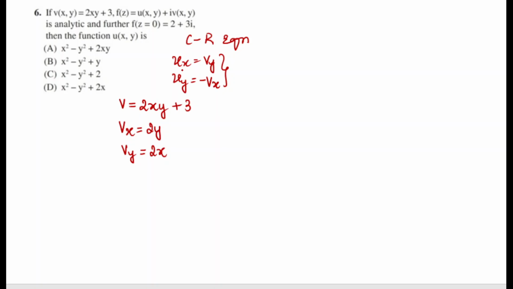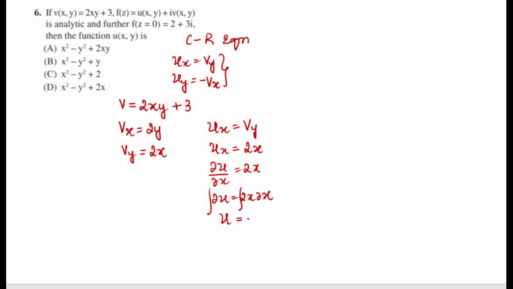Now from this equation, ux equals vy, right? Instead of ux, can I write vy, whose value is 2x? Now dou u by dou x equals 2x. On cross multiplying, dou u equals 2x into dou x. On integrating both sides, u equals 2 times x square divided by 2 plus a constant c. We got the u value to be x square plus c.